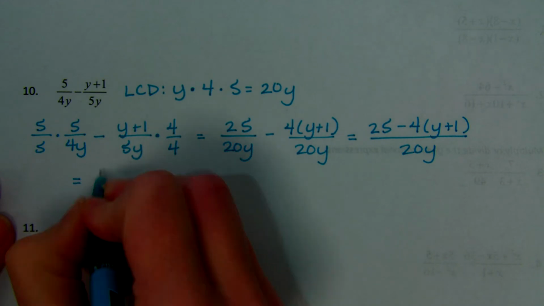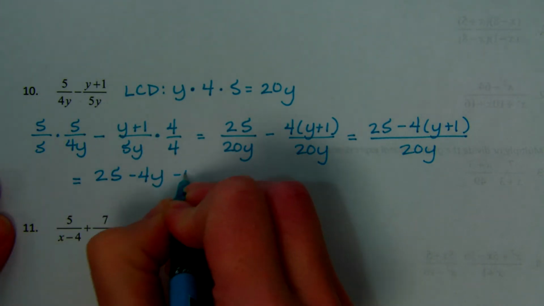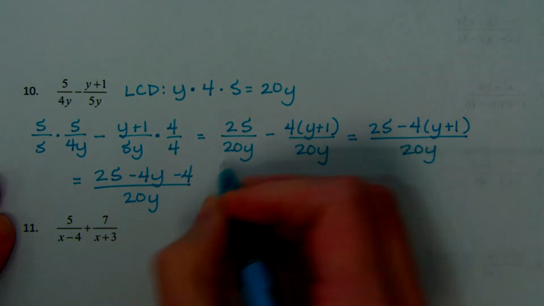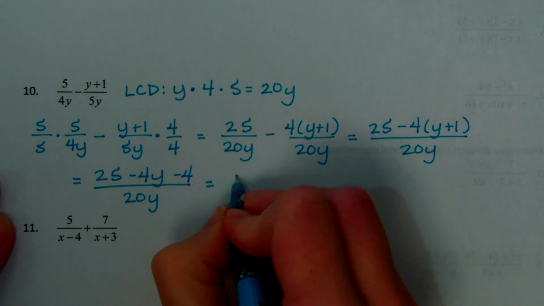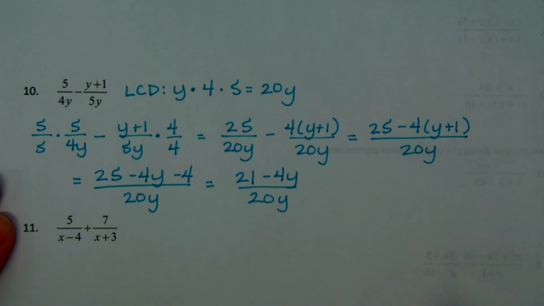And then go ahead and distribute that 4. So 25 minus 4y minus 4 over 20y. This is 21 minus 4y over 20y.